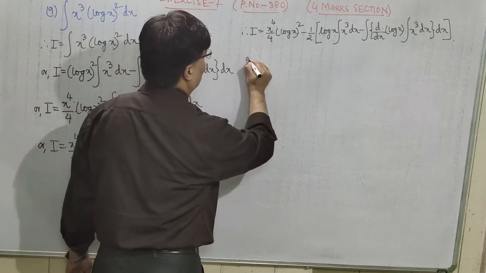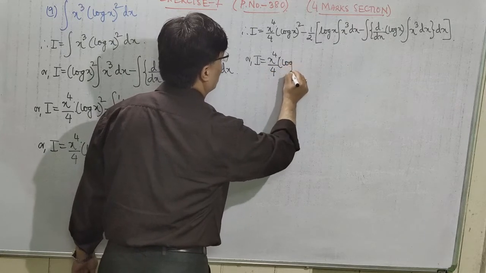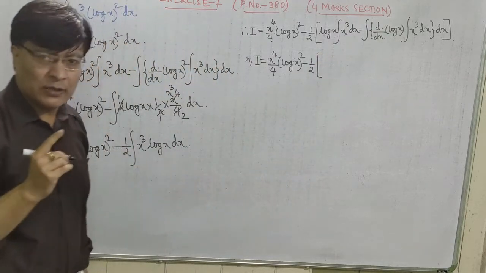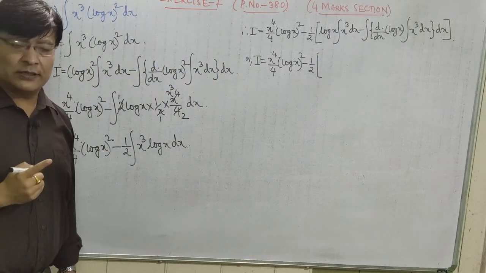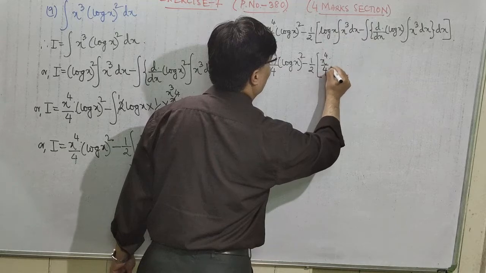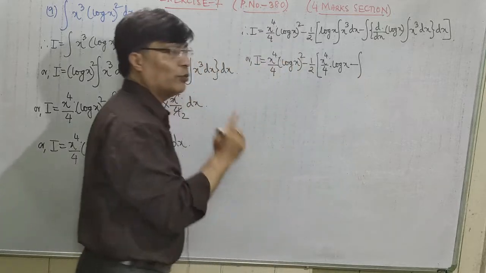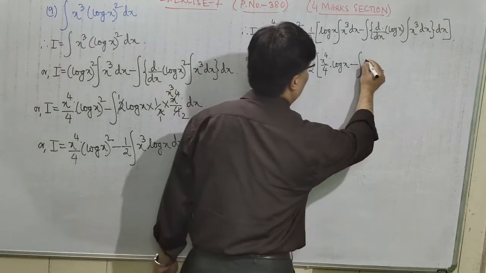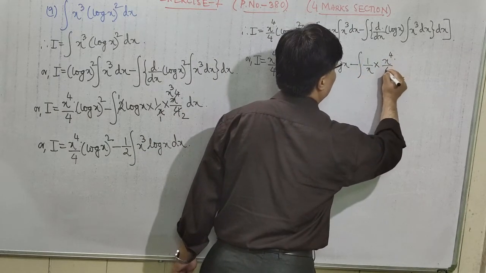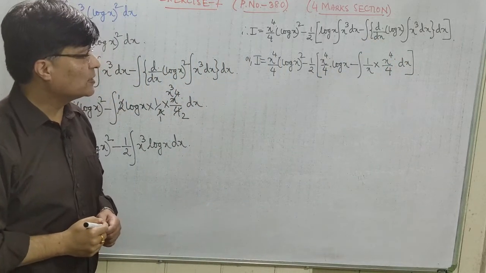Okay, so or I is equal to, this is x to the power 4 by 4 log x whole square minus half within third bracket. So let us use integration first. What is integration of x cube? You know that this is x to the power 4 by 4 into log x, right? Minus integration of, what is d by dx of log x? It is 1 upon x into, what is integration of x cube? This is x to the power 4 by 4. Then what do we write? We write dx there. Is that clear?